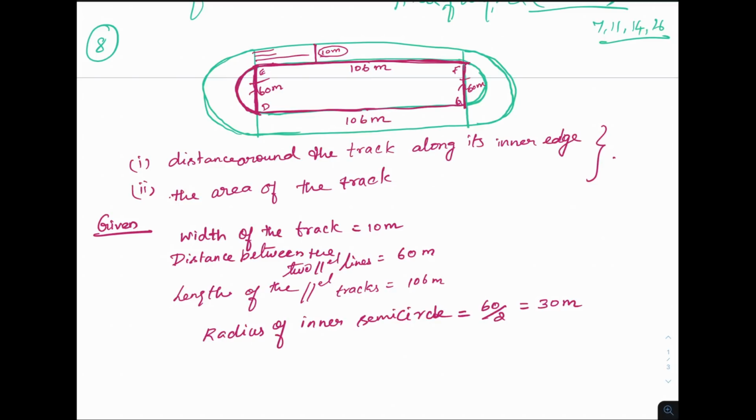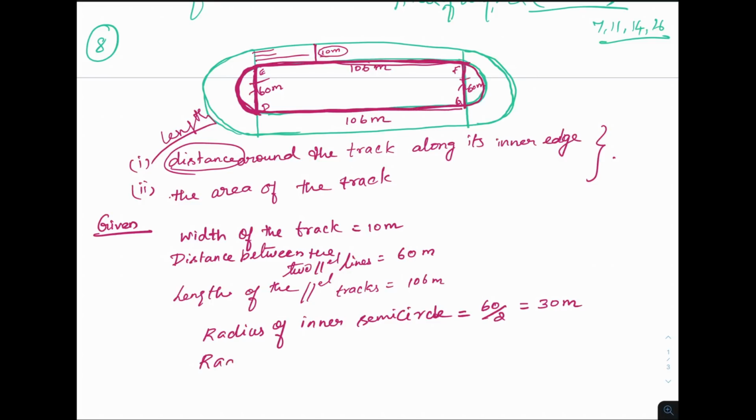What do we want to find? So actually, what is the first question? The distance around the track along its inner edge. So inner track length we need to find. Distance here shows that is the length. What will be the total distance? So we need to know what is the radius. As this is a semicircle, and these two we can consider as a rectangle, so that easily we can find what will be the length.